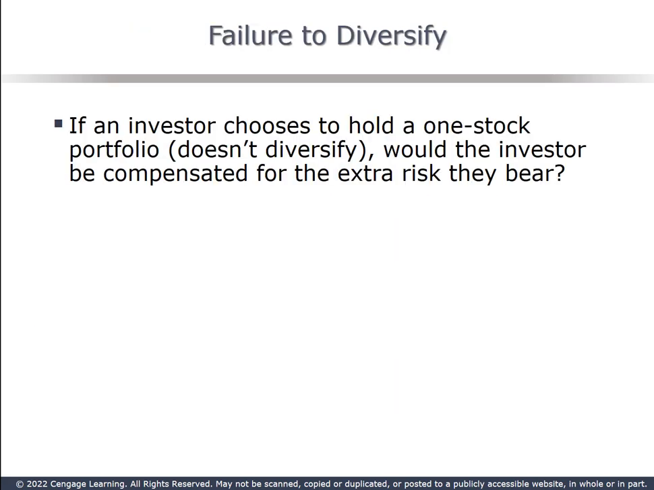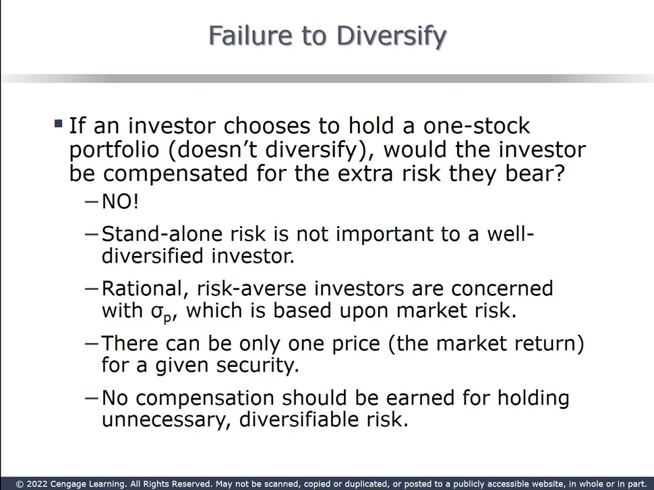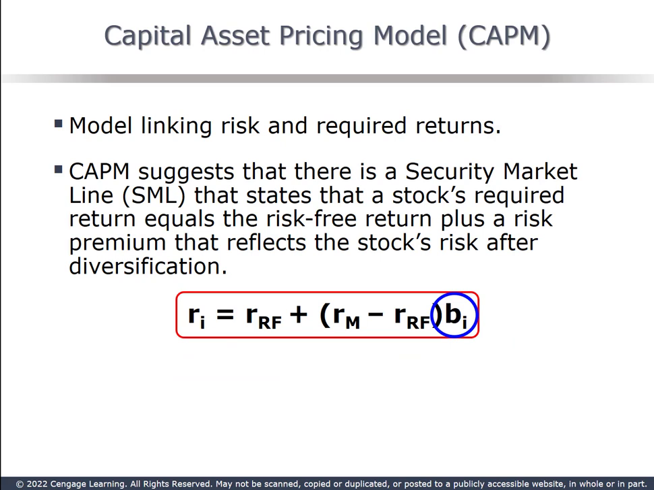If an investor chooses to hold a one-stock portfolio, in other words, he doesn't diversify, the investor will not be compensated for the extra risk they bear. Standalone risk is not important to a well-diversified investor. He's concerned with the contribution an asset makes to a diversified portfolio. Beta, the metric measuring systematic or market risk, is a central feature of the capital asset pricing model.